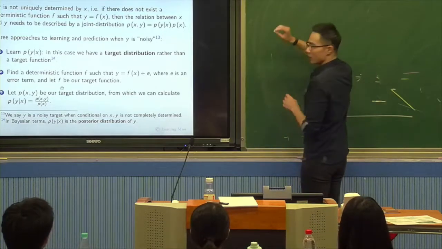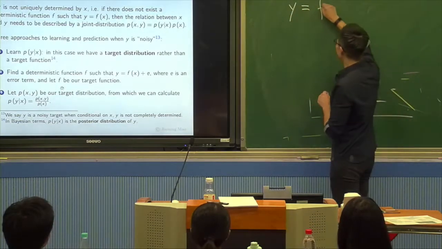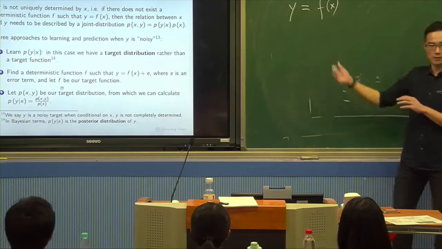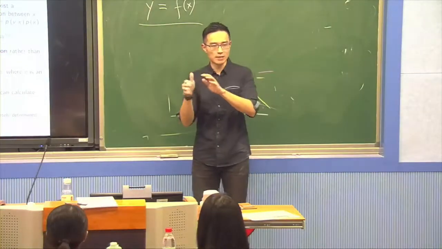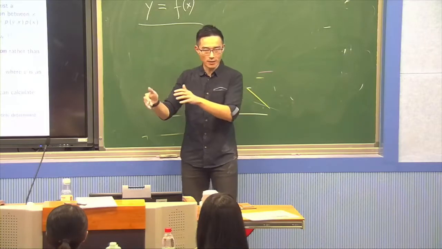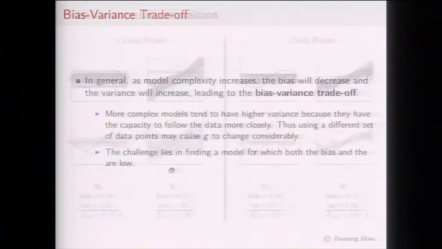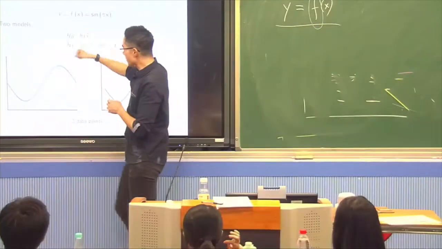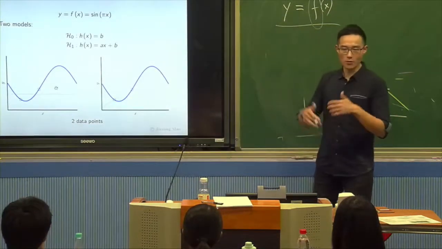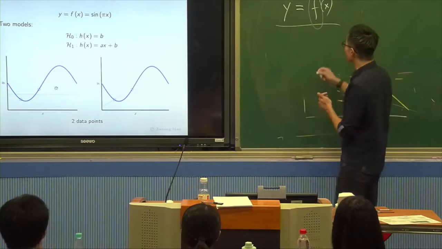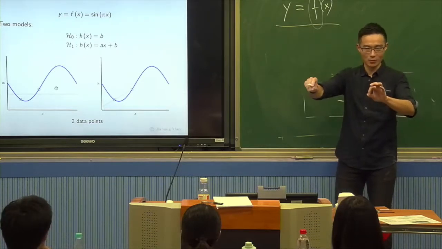All right, remember at the beginning I said we have two kinds of y. One kind is y equal to f(x), which we have been assuming in some of the examples. In this case, y is noiseless, meaning that y is completely determined by x. Then all we need to do is learn this f. Like if y is sine(pi x), then this is the f, and we just need to learn it. But in almost all the cases we consider, y is not completely determined by x. Given x, you cannot really pin down y.